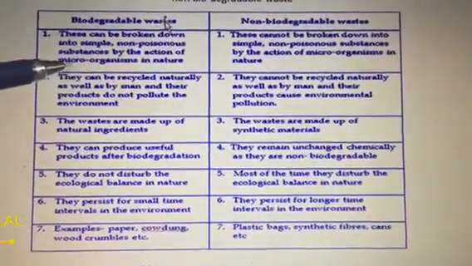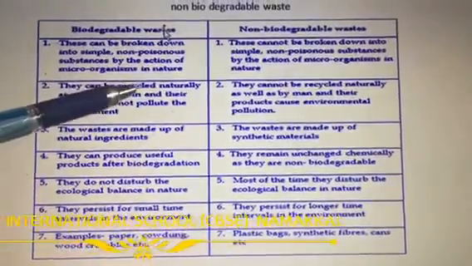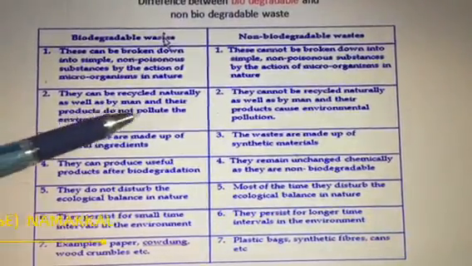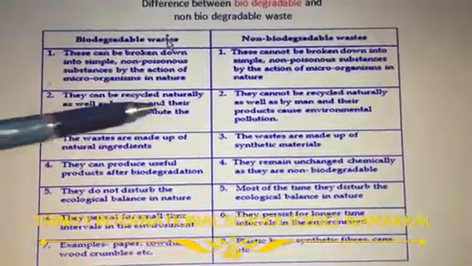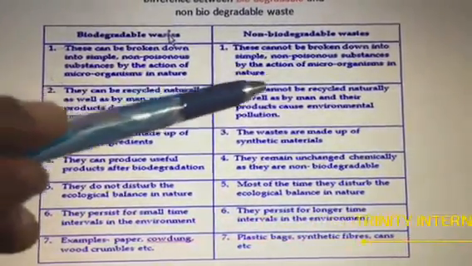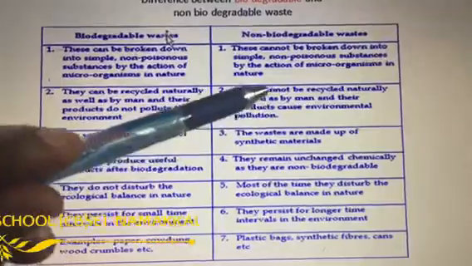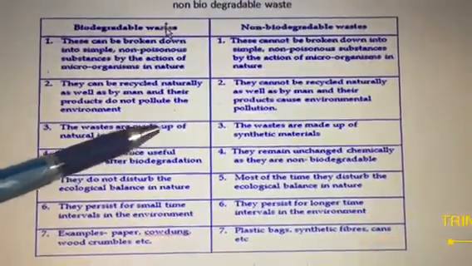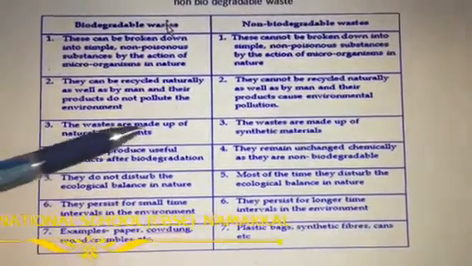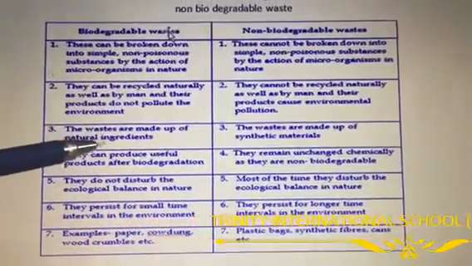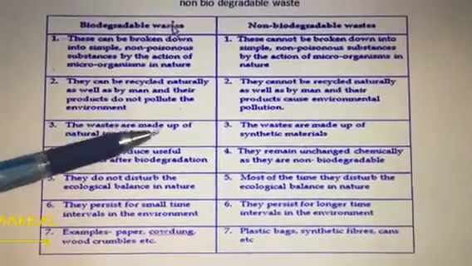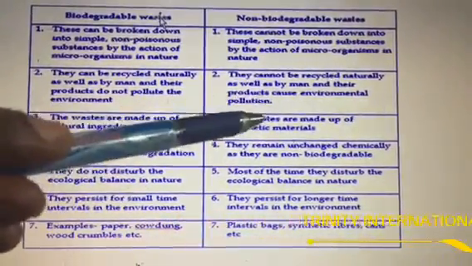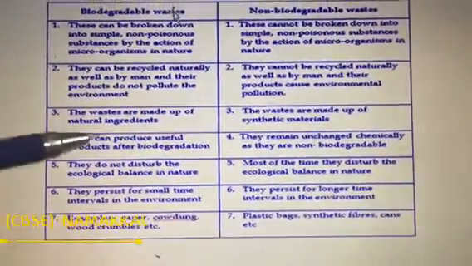Second one, the biodegradable waste can be recycled naturally as well as by man, and their products do not pollute the environment. The biodegradable waste will not pollute the environment, but non-biodegradable waste pollutes the environment. Third one, the biodegradable waste is made up of natural ingredients. Here, non-biodegradable waste is made up of synthetic materials or man-made materials, so it is not decomposed.